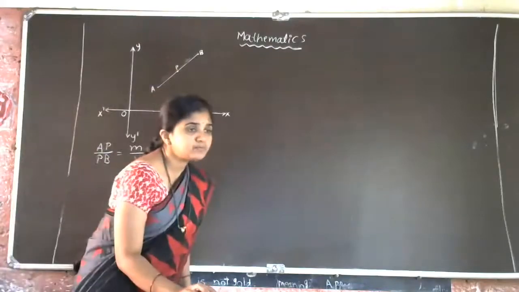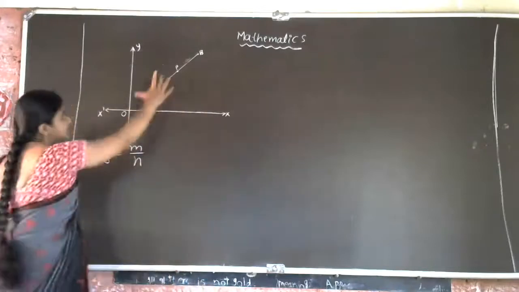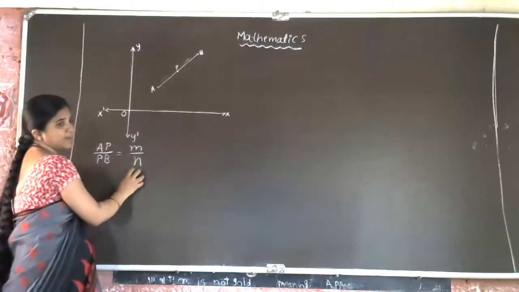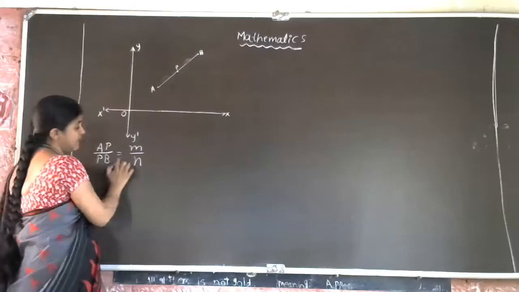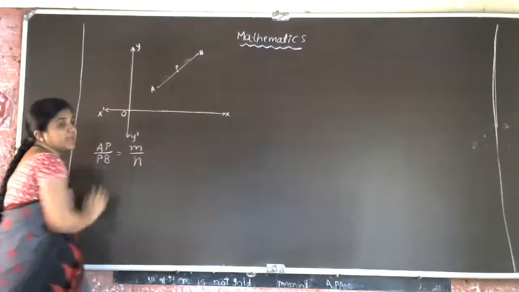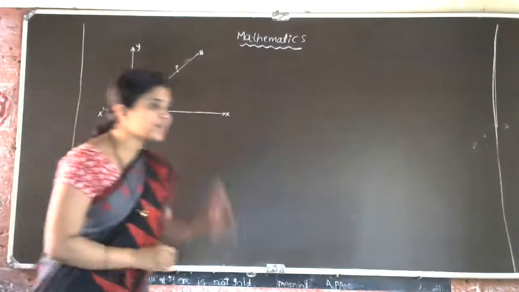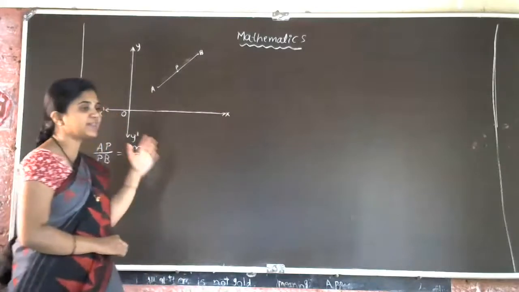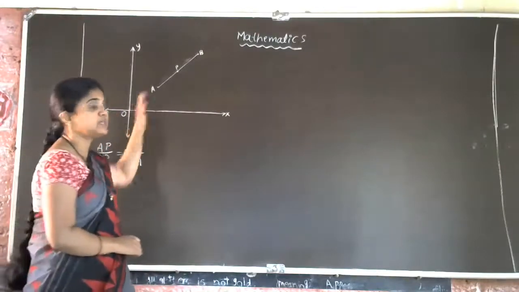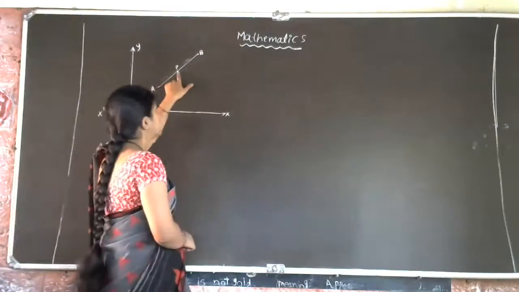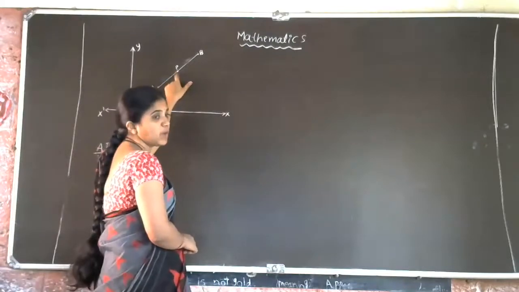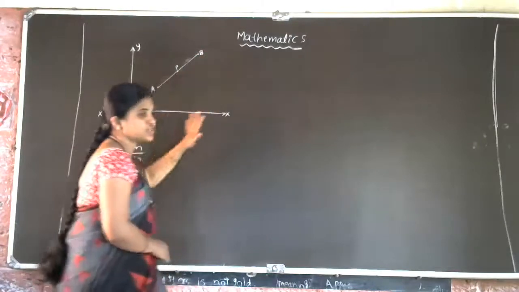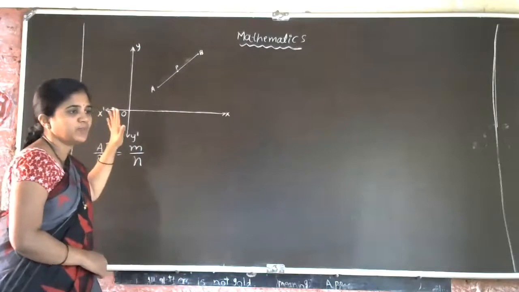See here, the line is divided into AP and PB in the ratio M/N, so AP by PB equals M/N. How can we derive the section formula, which gives the coordinates where the point P is located? For this, is only this much of the diagram sufficient? No, it is not sufficient.